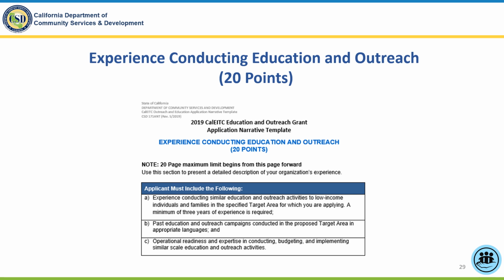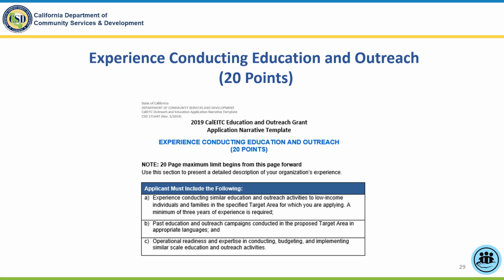Applicants will utilize the first section, Experience Conducting Education and Outreach, to provide CSD with information on an applicant's education and outreach experience. Applicants must provide as much detail as possible to show they possess the institutional framework necessary to conduct a successful education and outreach campaign in the target area selected.